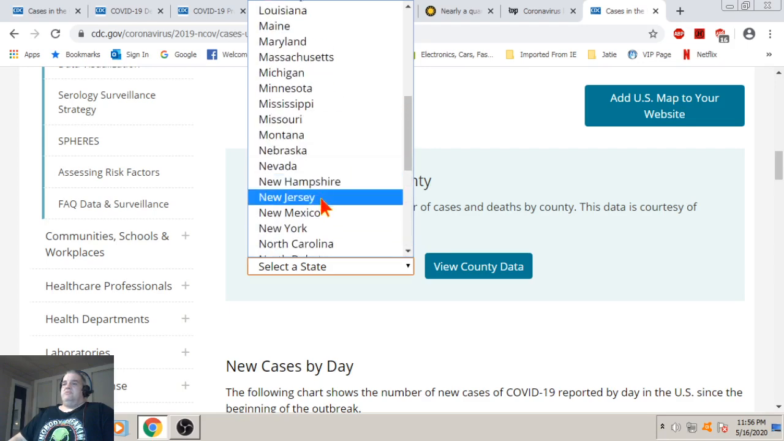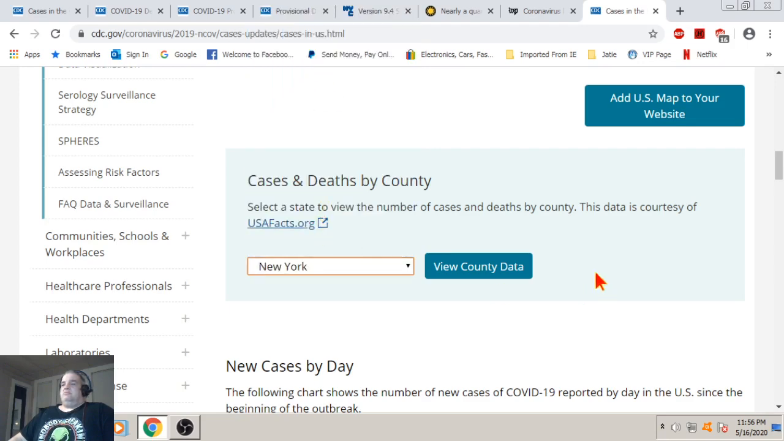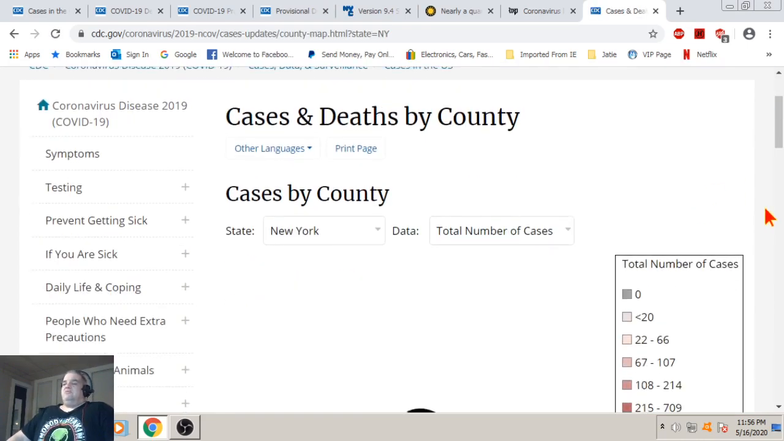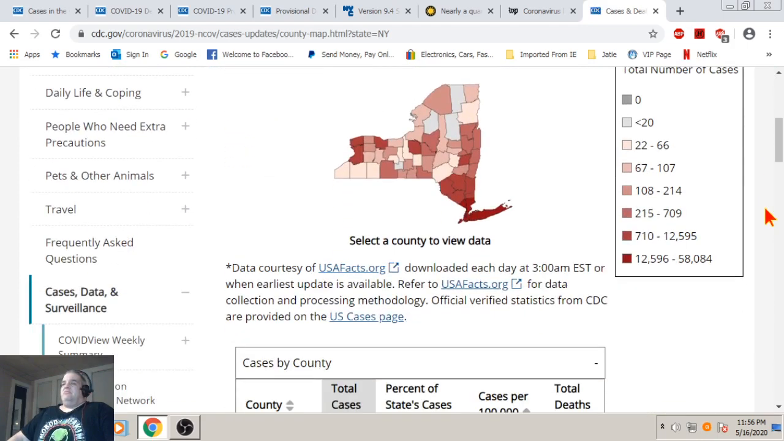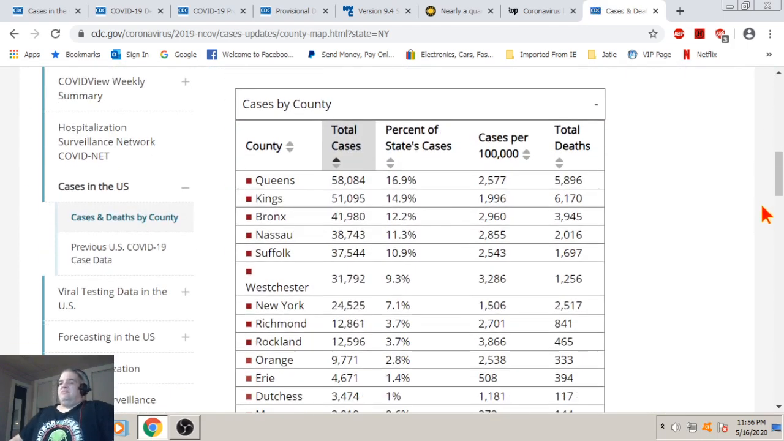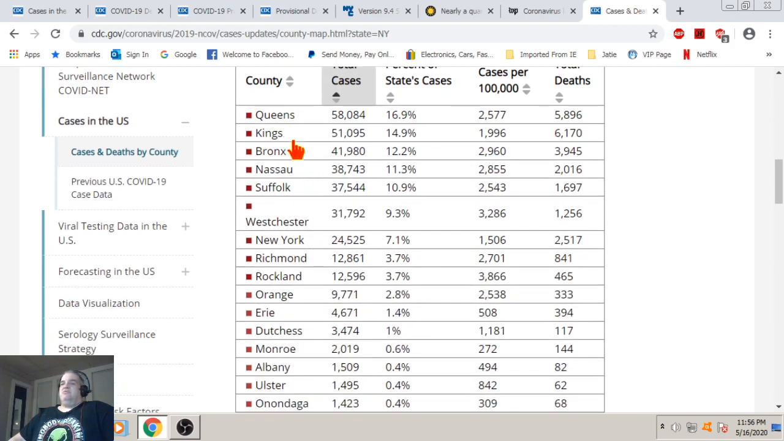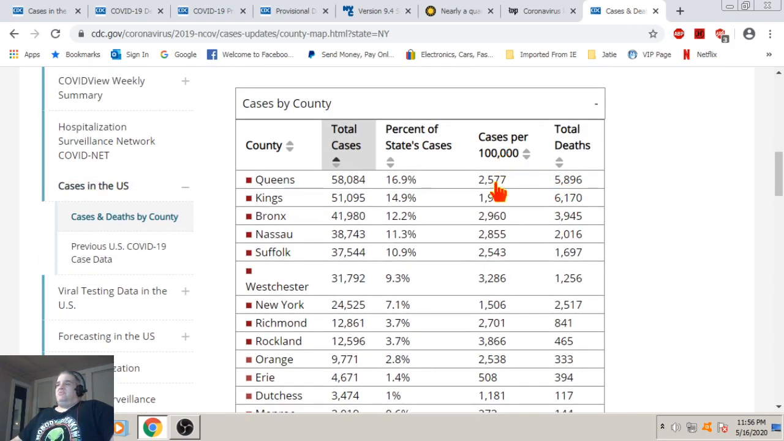Hello, where are you, New York? Okay, view county data, and this is where it gets a little bit complicated, but it will tell you case by county. Now, 1, 2, 3, 4, 5. These top 5 right here are the 5 boroughs of New York City. Cases per 100,000, deaths per 100,000.